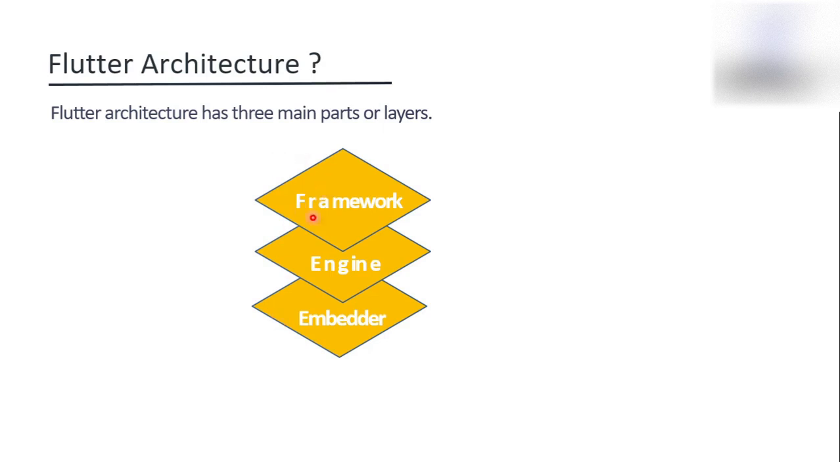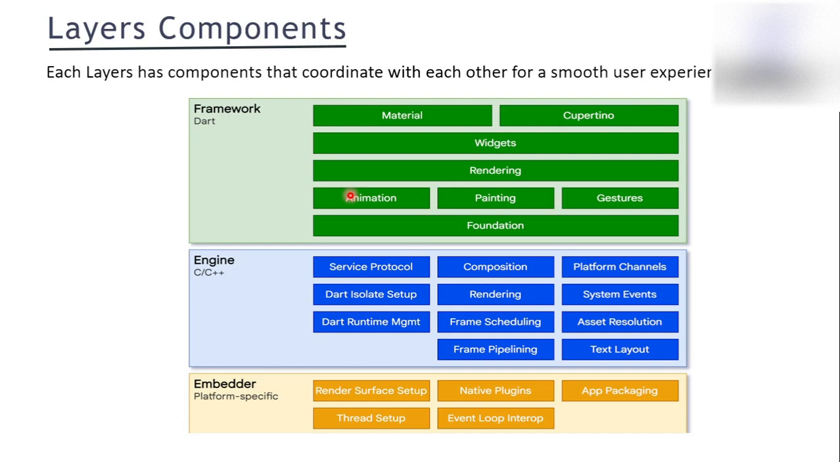All layers have some components for converting the Dart code into the native code. The engine layer is the Flutter core, and the embedder is responsible for interacting with the native platform. Let's try to understand the layers one by one. Each layer has components that coordinate with each other for a smooth user experience.